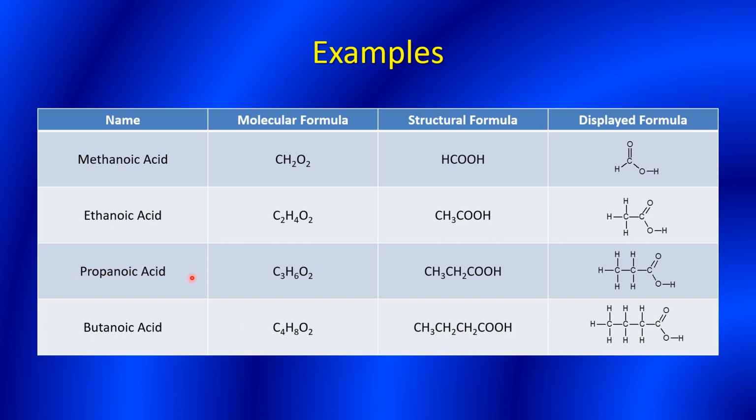3 carbons would give propanoic acid, and you see the structure there. And as you'd expect, 4 carbons in the acid would be butanoic acid, and there's the displayed formula for butanoic acid.